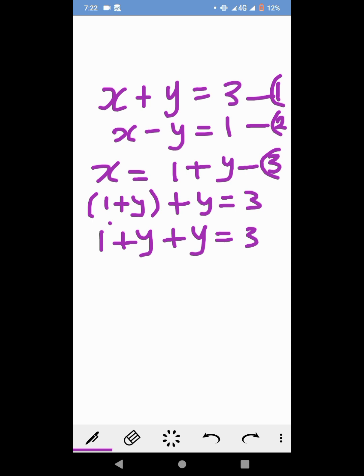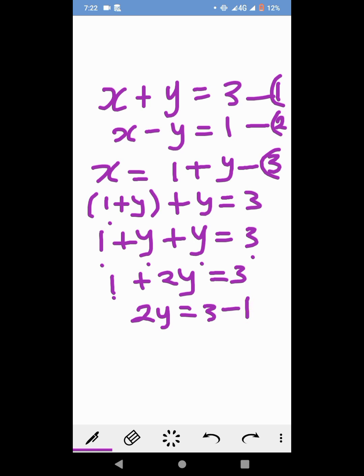Next thing to do is to collect like terms. y and y are like terms, 1 and 3 are like terms. Now plus y will give you plus 2y, equals to 3. All right, you can go ahead and collect like terms again. The 1 can go over to the right hand side, so we have 2y equal to 3 minus 1. Of course, 2y will be equal to 2. And from what we know about equation, 2 times what will give you 2? y has to be equal to 1. That's how we find the value of y.